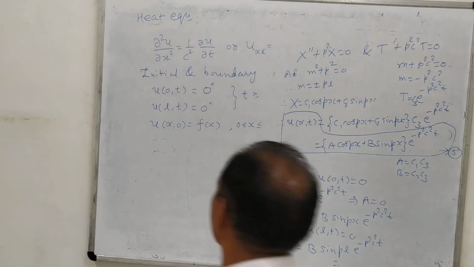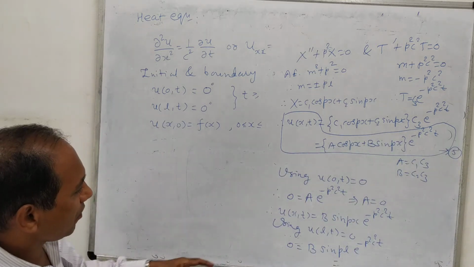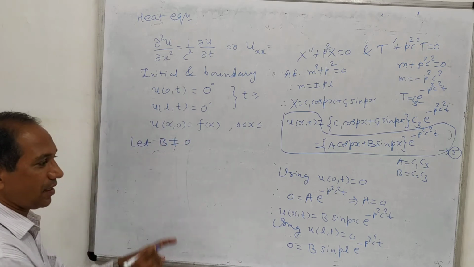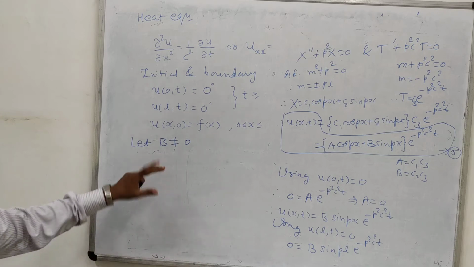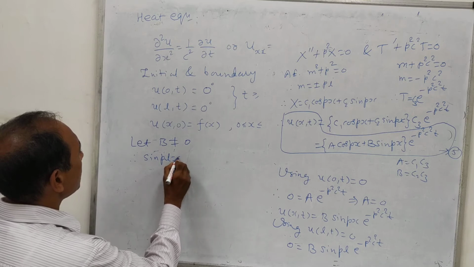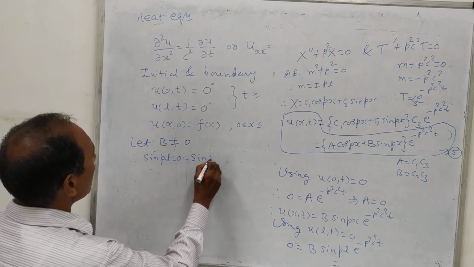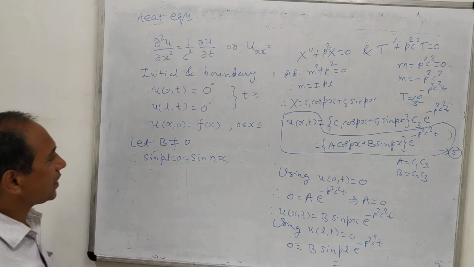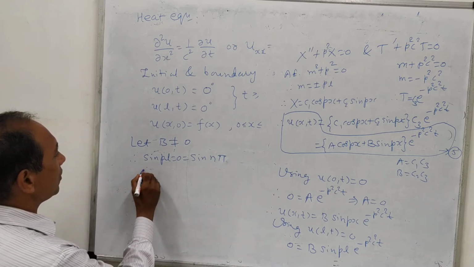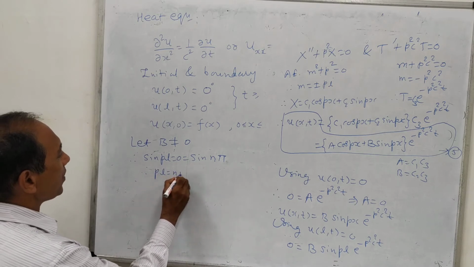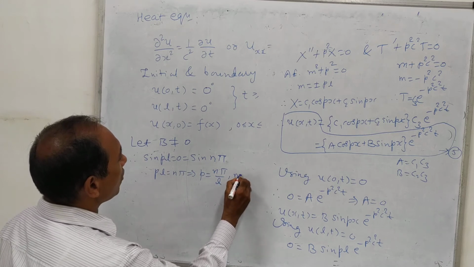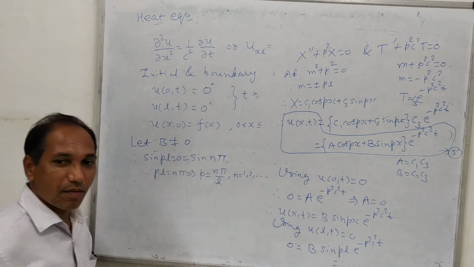So therefore we will assume that B is not equal to 0. We are assuming, actually we are not getting B equal to 0, but we are assuming that B is not equal to 0. Therefore we must have sin pl equal to 0, and as in the last case, as in the wave theory, it is nothing but sin n pi, because sin n pi is always 0. Therefore pl equals n pi, and this implies that p equals n pi upon l, for n equal to 1, 2, 3 and so on up to infinity.